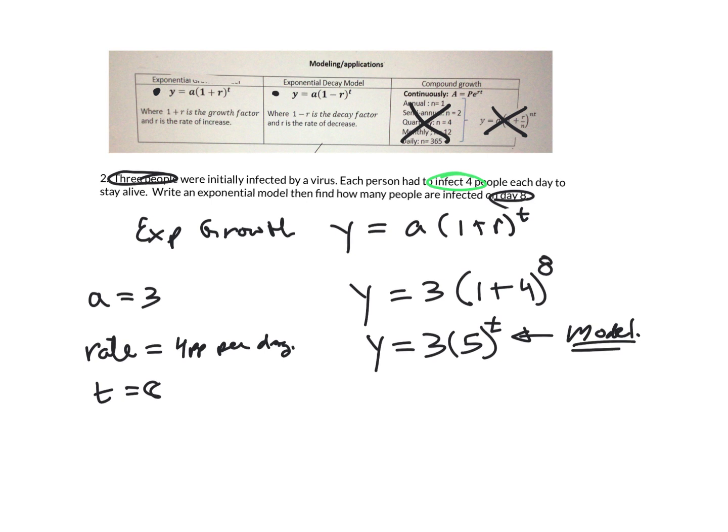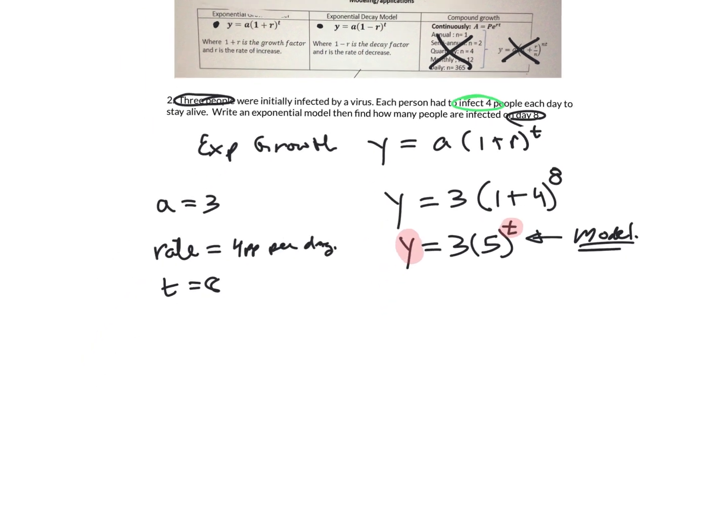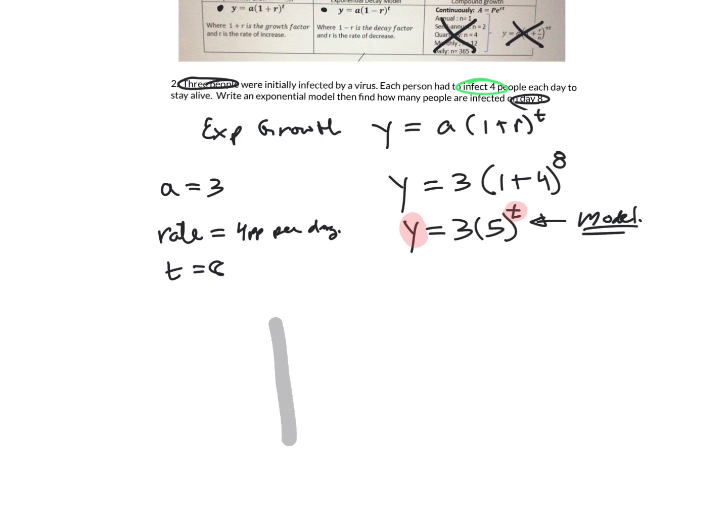So I've been trying to express when we're talking about a model that represents the story, that a model should always have 2 variables because there's a relationship going on, right? And that relationship is we have time going on, or in this case, the time is days, and then y is the people infected. So x is the number of days and y is people infected.